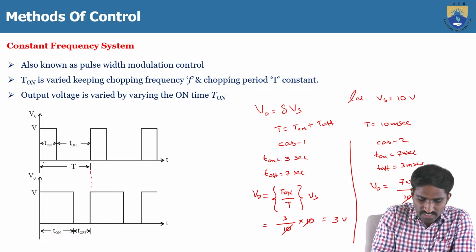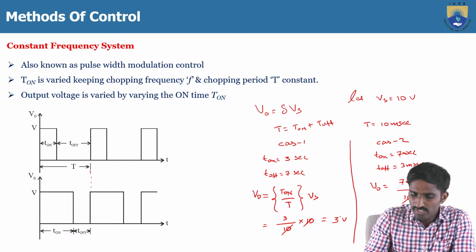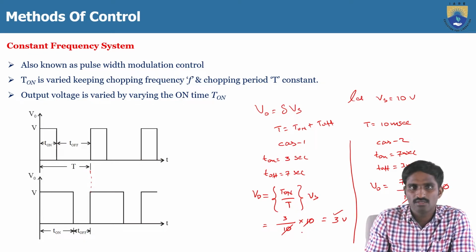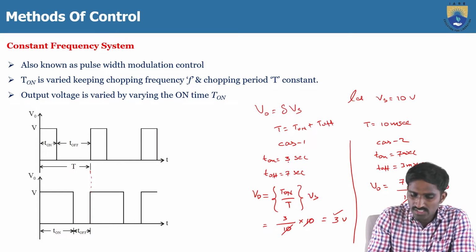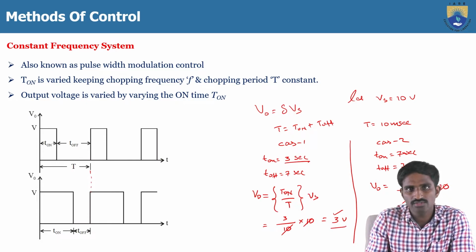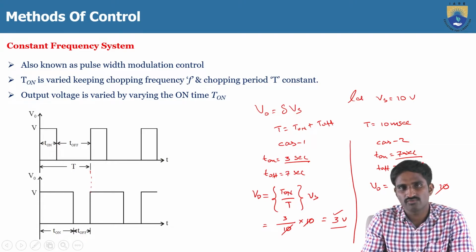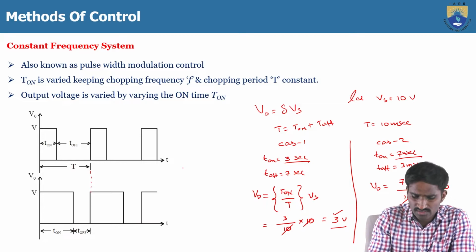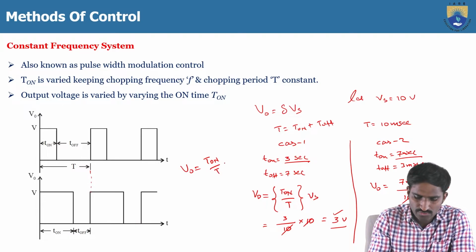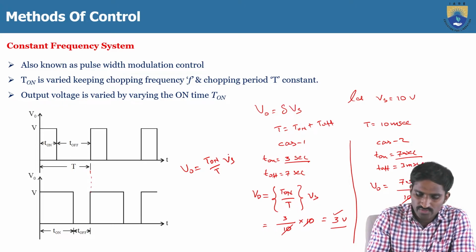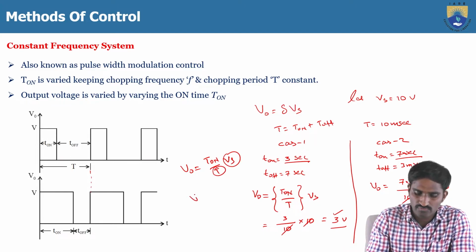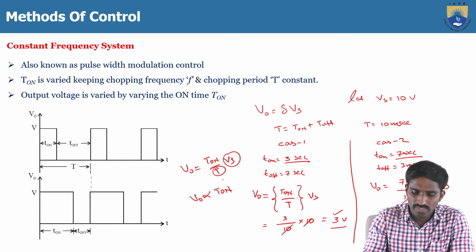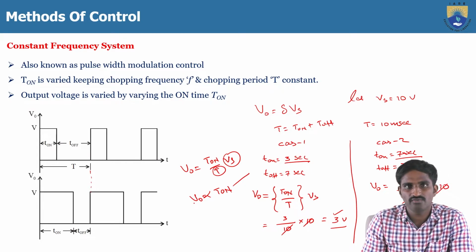So you can see by changing the on period, we are going to change the output voltage, because when you consider T on is equal to 3, here you are getting 3 volts, and when you consider T on is equal to 7, then here you are getting 7 volts, because from this equation also we can simply understand V naught is equal to T on by T into Vs. Here Vs is constant and T is constant, so V naught is directly proportional to T on. So by increasing the T on, the V naught will increase.